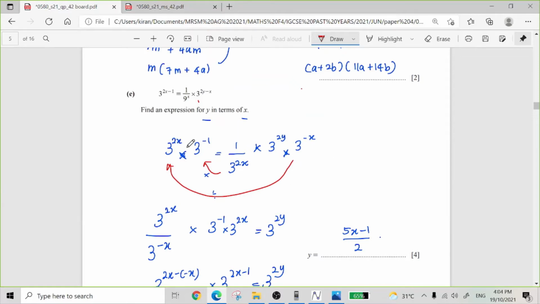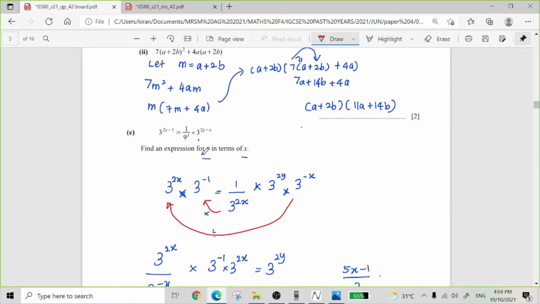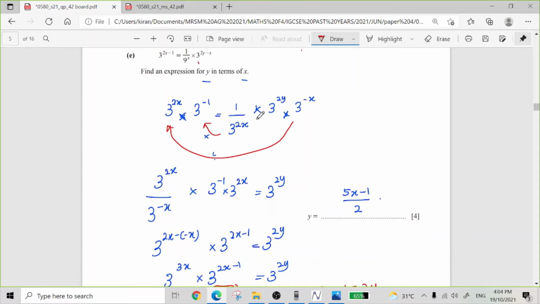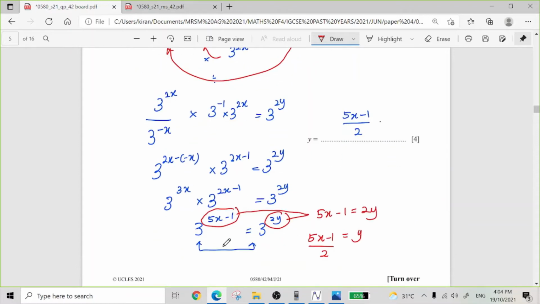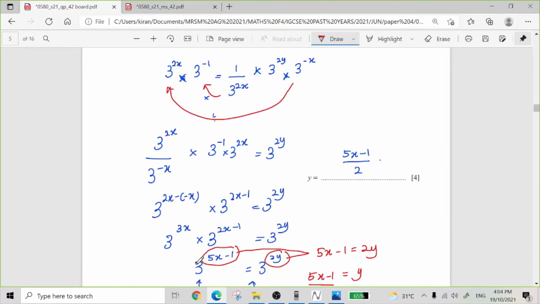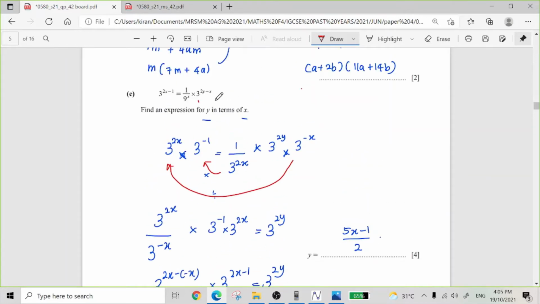Okay, next question. Find an expression for y in terms of x. For this kind of question, you have to simplify until you get a single power of 3 on both sides. Why? Because y and x here are in the index, in the power.